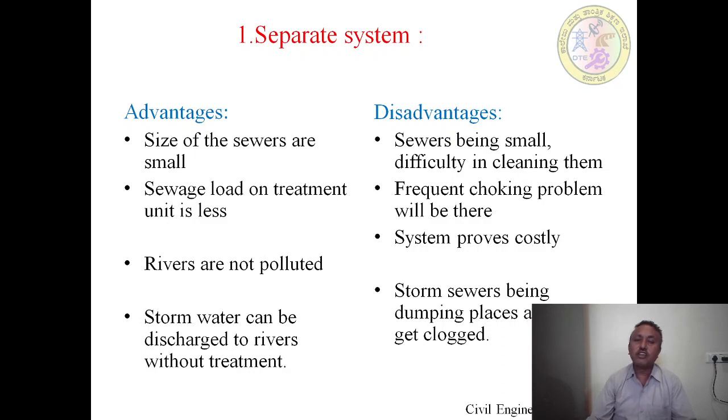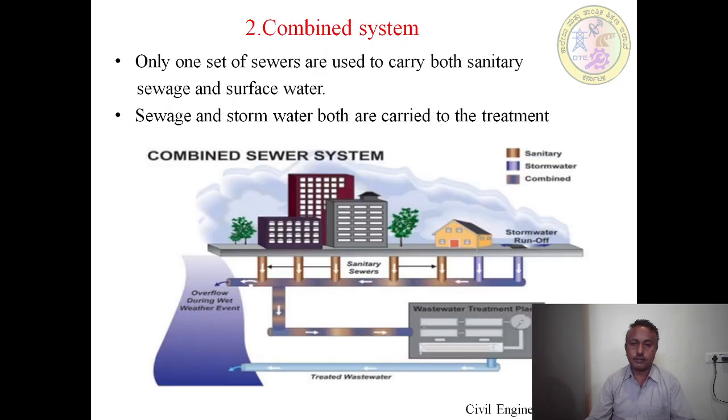Coming to the disadvantages of this system: since the sewers are carrying separately and they are very small in size, sometimes there may be a problem of choking, therefore there will be difficulty in cleaning them. Of course, a frequent choking problem will be there. The system proves to be costly because we have to carry two pipes. Storm sewers, being dumping places, may get clogged.